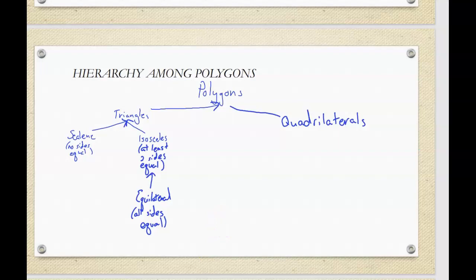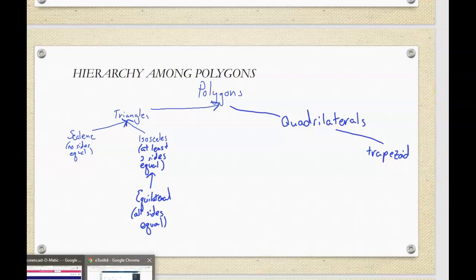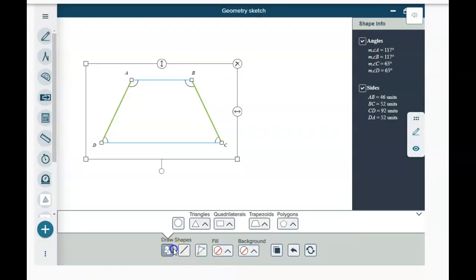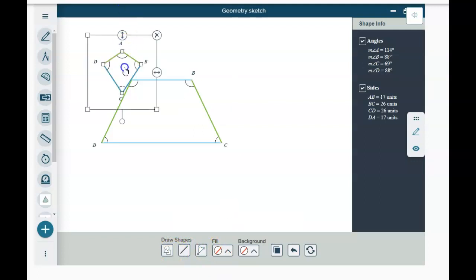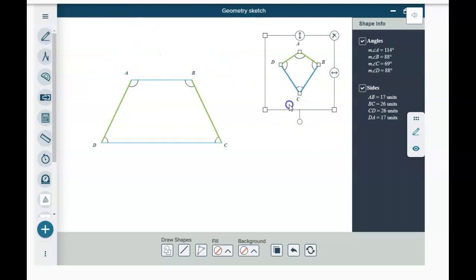So when we look at quadrilaterals, we can have trapezoids where we have one side being parallel. The other direction that we could go is what is considered a kite. Here's a kite. Okay?